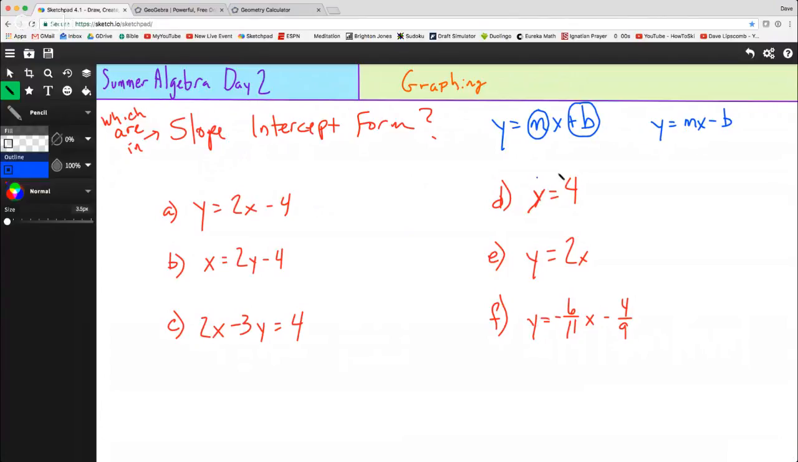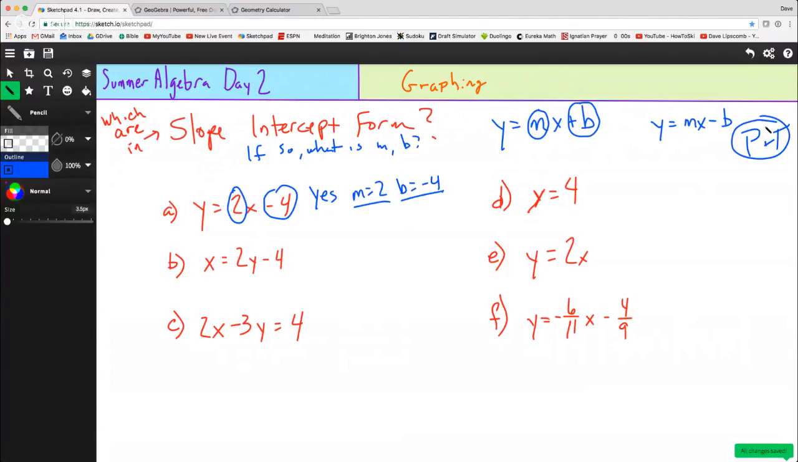So which are in y equals mx plus b form? This is very straightforward. And then if so, what is m comma b? Well, this one is in mx plus b form, our m and our b. Yes. m equals 2, b equals -4. This is our y-intercept. This is our slope. Now, I want you to pause and try.